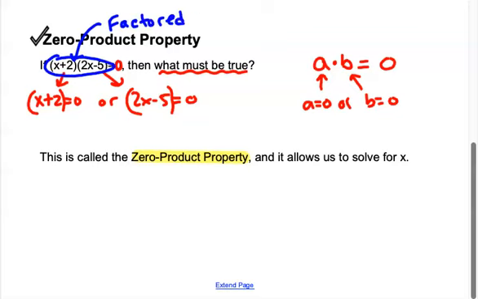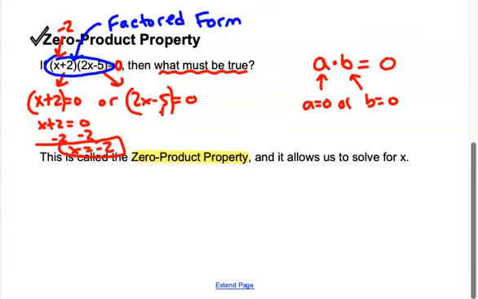So if we can get a polynomial into factored form, then we can use the zero product property to figure out what x's give me 0 out. So we could solve this one. If I'm looking for what x's give me 0, if I solved x plus 2 equals 0 for x, that would mean subtracting 2 from both sides, and what I would end up with is x equals negative 2. What that tells me is if I put negative 2 right here, I would get a 0 in the first parentheses, and 0 times whatever the second parentheses is will be 0.